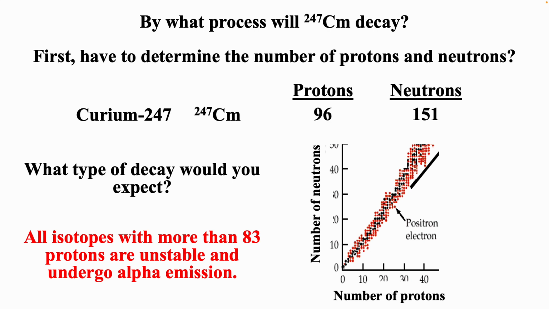Using your band of stability, if it's up here, it's alpha decay. If it's over here, it's beta decay. If it's below the band of stability, it's going to be positron emission or electron capture. We'll consider that all isotopes with more than 83 protons are unstable and will undergo alpha decay.